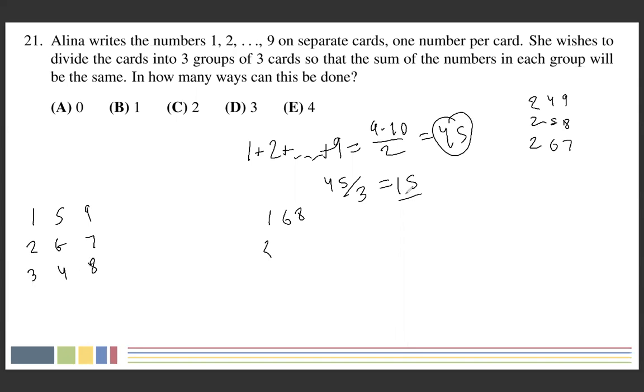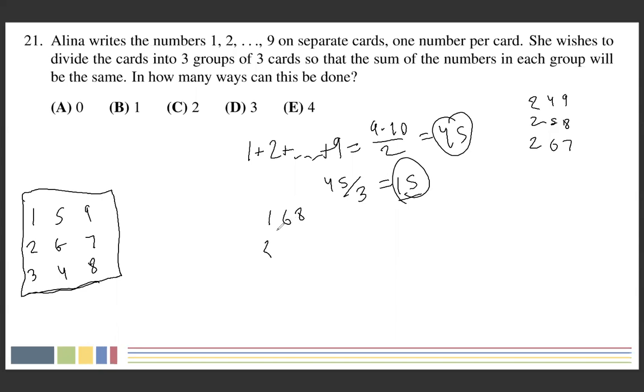And because of the way we've calculated, we know the sum of the numbers. The sum of the numbers from 1 to 9 is always 45. So if we make the first 2 groups sum to 15, the last group will always sum to 15. And we can see that here. And that gives us our first possibility for how Alina could divide the numbers.